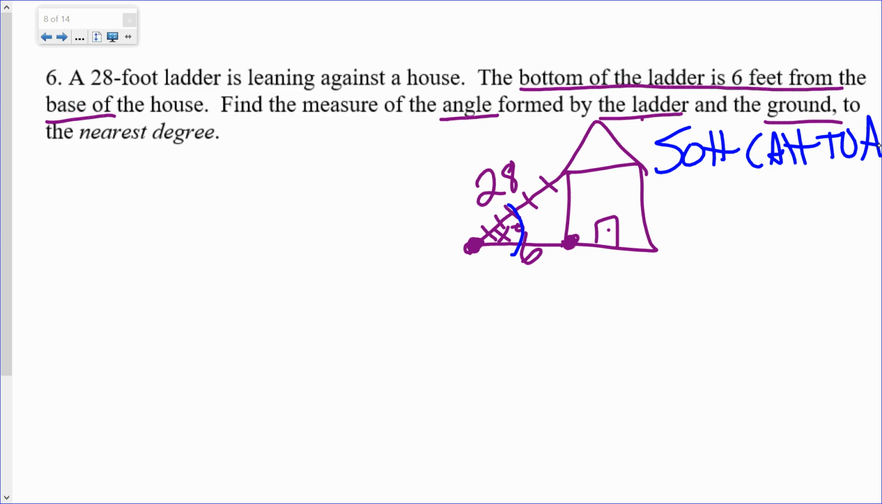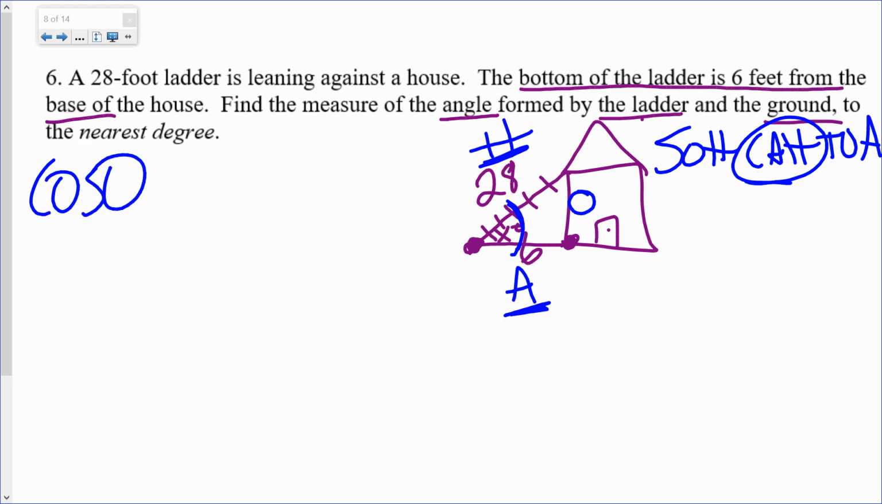Label your H, your A, and your O. Hypotenuse is H. The angle always connects the H to the A, which makes this my O. Out of A, O, and H, which two are involved? Well, A is 6, H is 28. A and H is cosine.